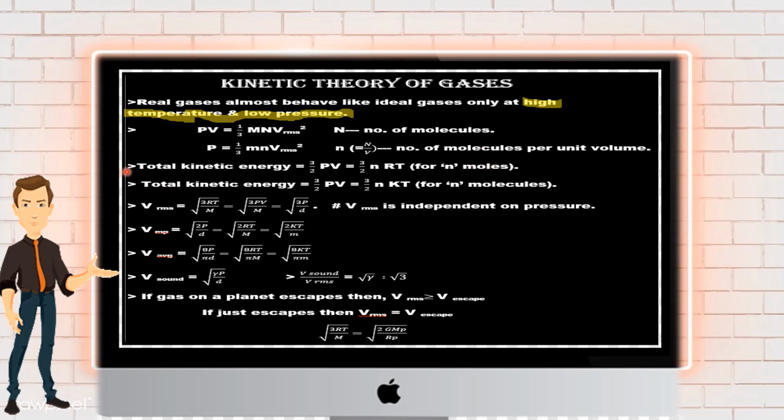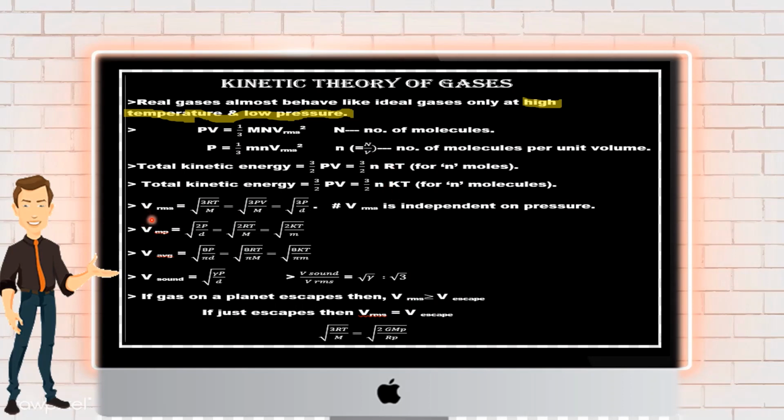Coming to the next formula, that's total kinetic energy, 3 by 2 PV, or instead of PV by the ideal gas equation we will write it as 3 by 2 nRT. Here n stands for number of moles. Another equation of this is 3 by 2 nKT. Just observe here, 3 by 2 nRT is for n moles, and 3 by 2 nKT is for n molecules. See the difference, because we know the relation between K and R.